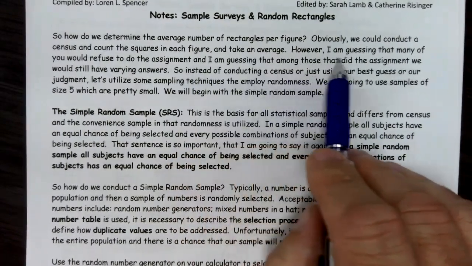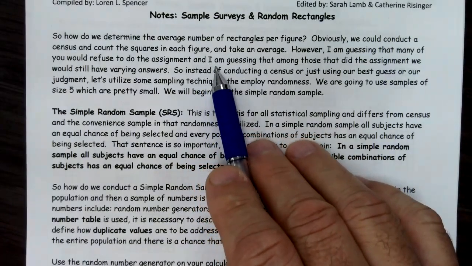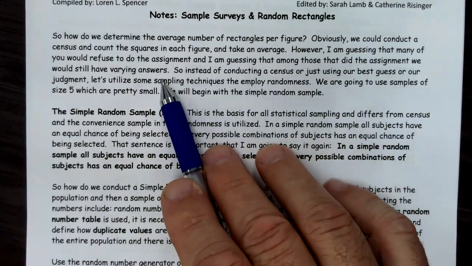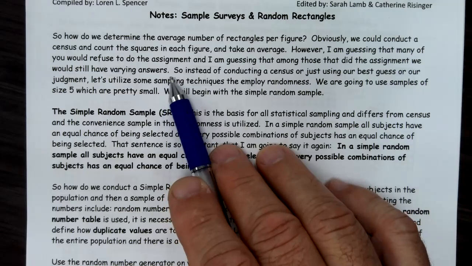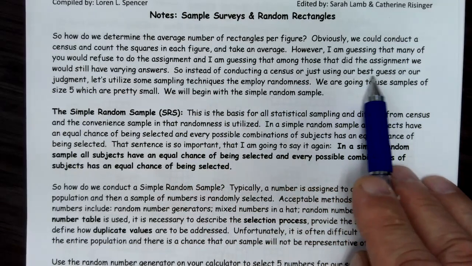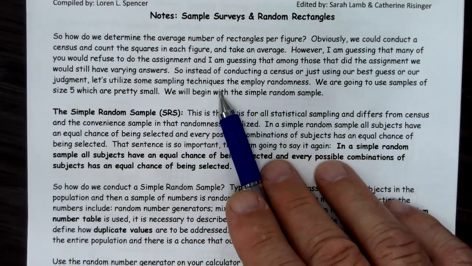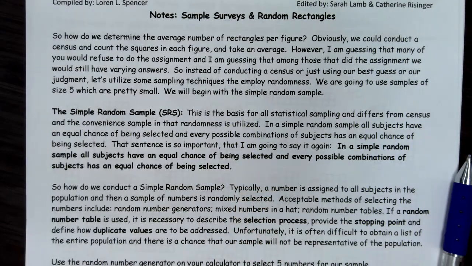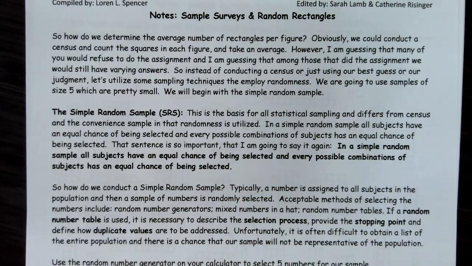All right. However, I'm guessing many of you refused to do the assignment. I'm guessing that among those that did the assignment, we'd still have some varying answers because censuses notably have errors. So instead of conducting a census or just using our best guess or judgment, let's utilize some sampling techniques that employ randomness. By the way, we're going to use samples of size 5, which are really too small, but we don't want to spend a whole lot of time counting squares, and it takes a little bit of time to do this.